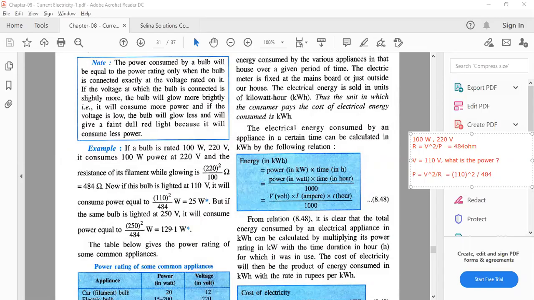Okay, so 110 square upon 484. When you calculate, you will be getting 25 watt. So when the maximum voltage is 220 volt, my power consumption is maximum 100 watt. So what did I do? I found the resistance of the bulb. But now if my voltage is 110 volt, what will be my power? It will be, just apply 110 square upon 484, we will be getting 25 watt.